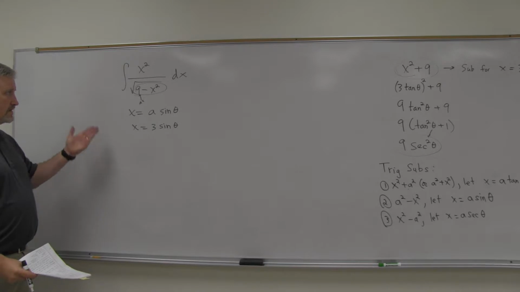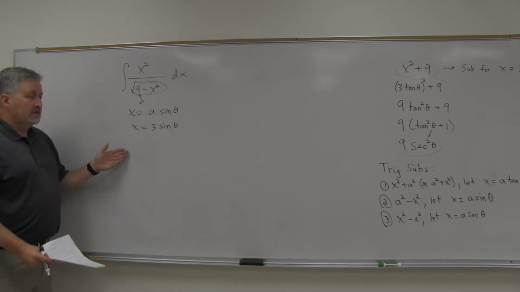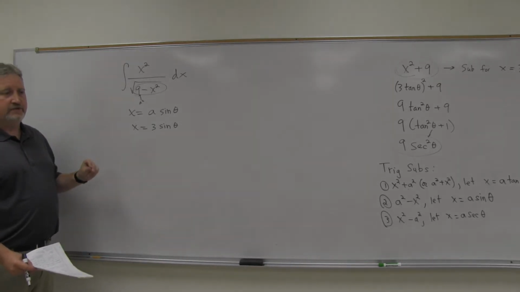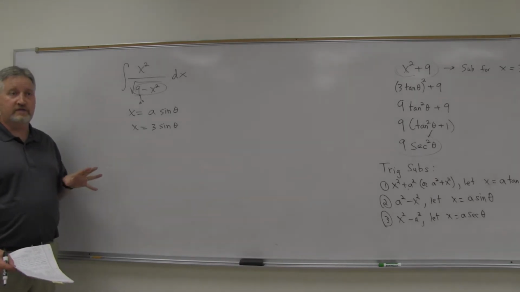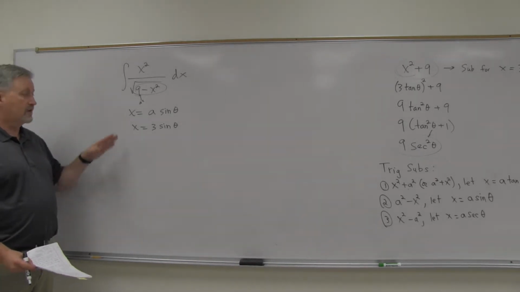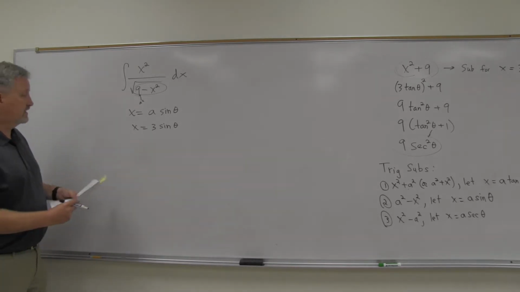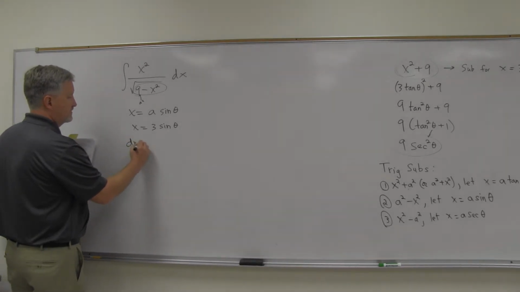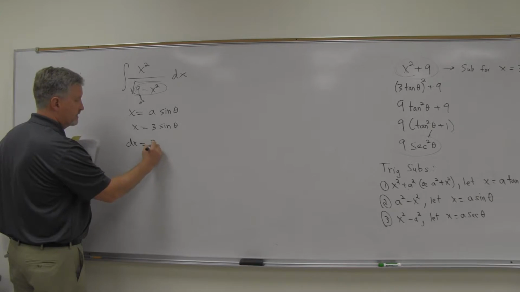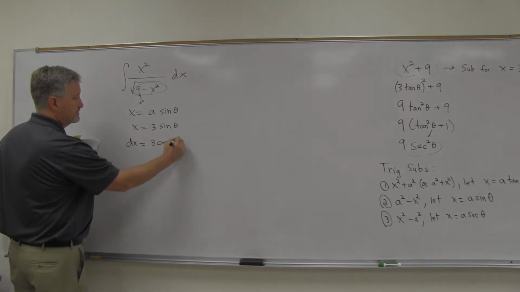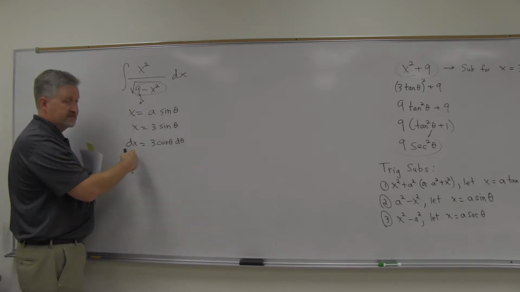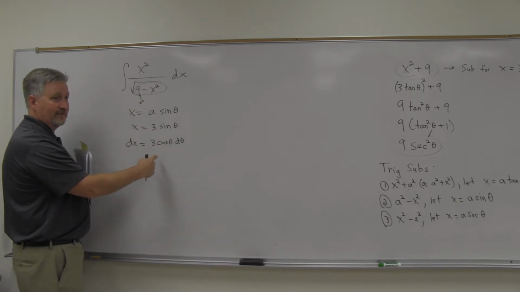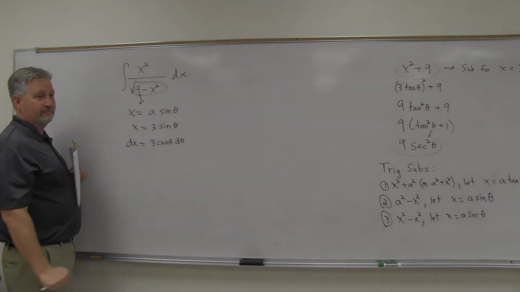Now, what else do I need here? So this is trig substitution, not u substitution, but I still do need dx. So I've got to do the dx thing here. dx would be the derivative of this, which is 3 cosine theta d theta. Since I'm replacing dx, that's what I'm going to replace dx by.